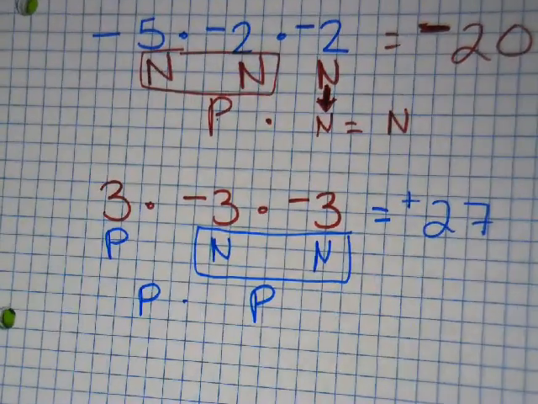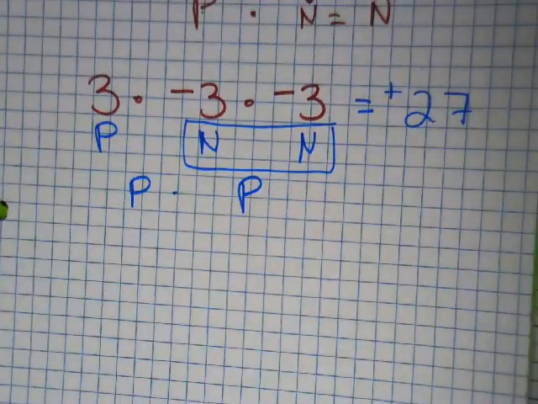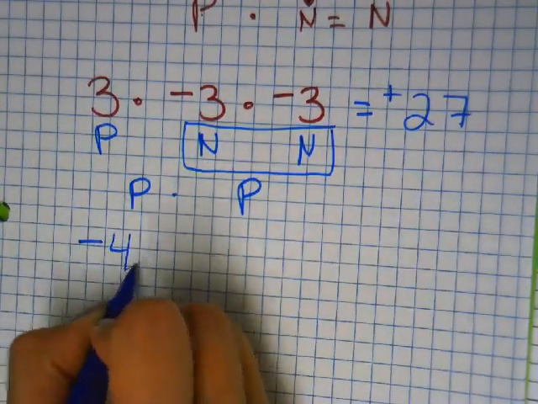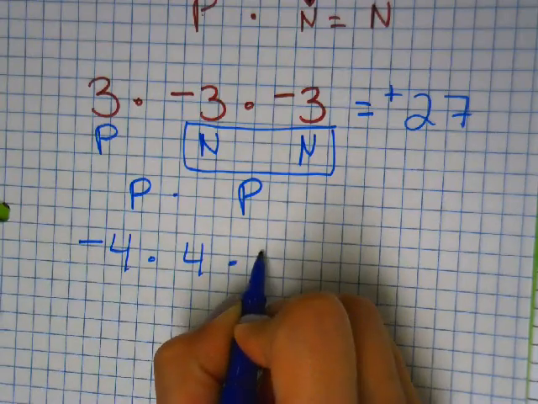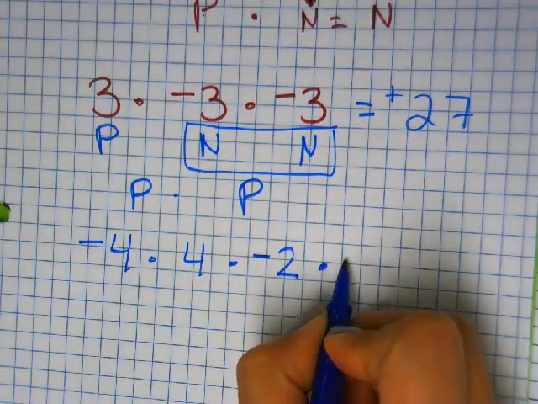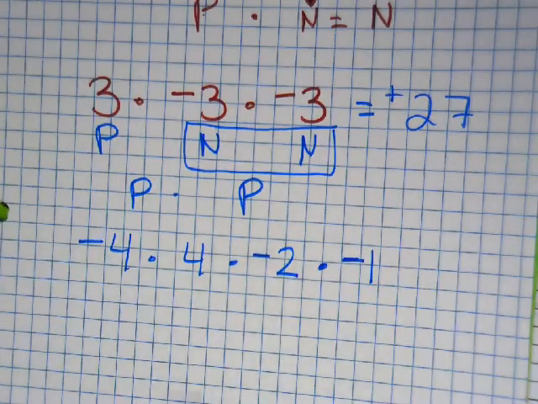All right, Dan, you got that? That's great. All right, let's do negative 4 times 4 times negative 2 times negative 1.